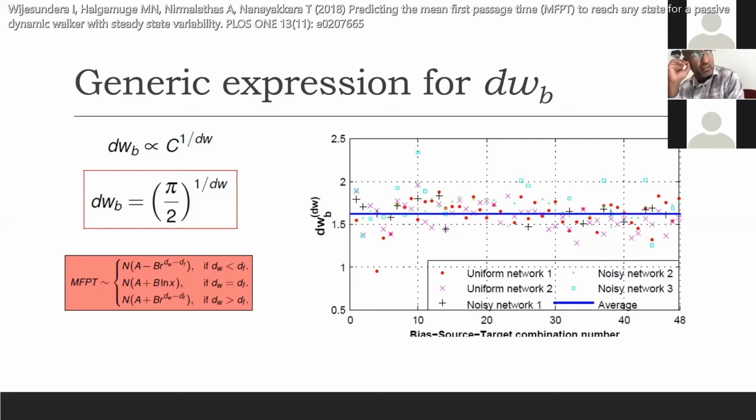So you let the walker go in the state space, and then you use the previous equation to get the DW, right? Yes. You basically calculate the T exit. For what? For different radii, different source-target combinations, and different bias and network combinations. How many combinations? We used around 200 or something around that number.